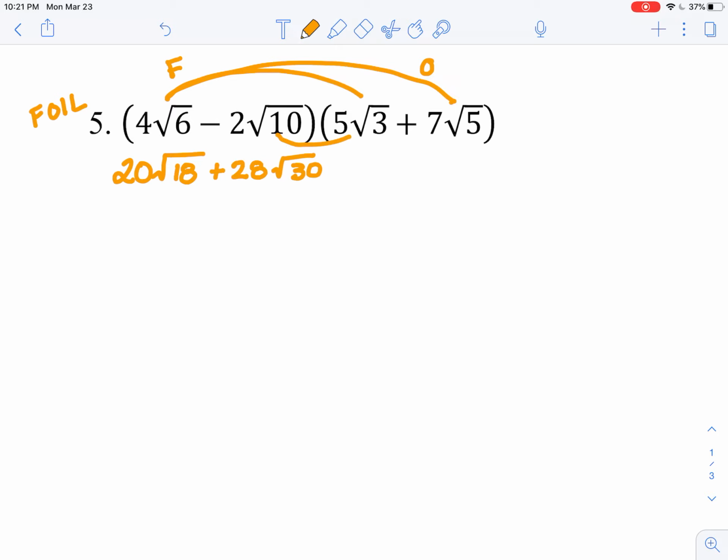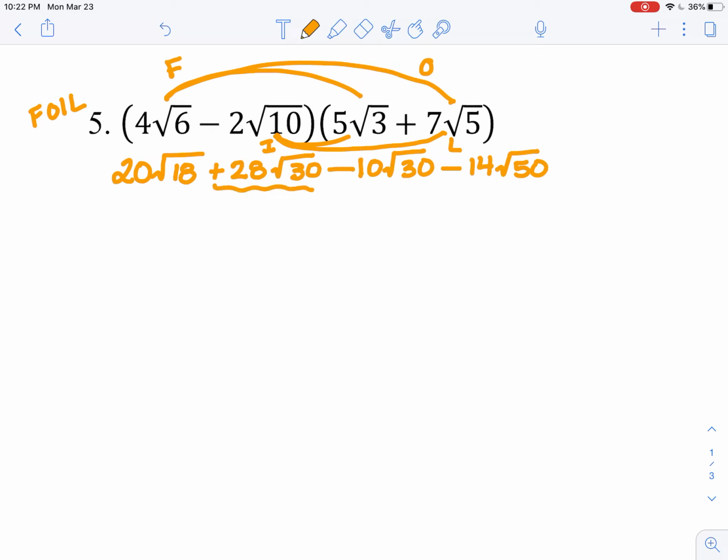Our inner terms multiply negative 2 root 10 times 5 root 3. So our answer is going to be negative. On the outside, 2 times 5 is 10. Underneath of the radical, 10 times 3 is 30. And for our last terms, we have negative 2 root 10 times positive 7 root 5. So this is going to be another minus, and this should be 14 root 50.